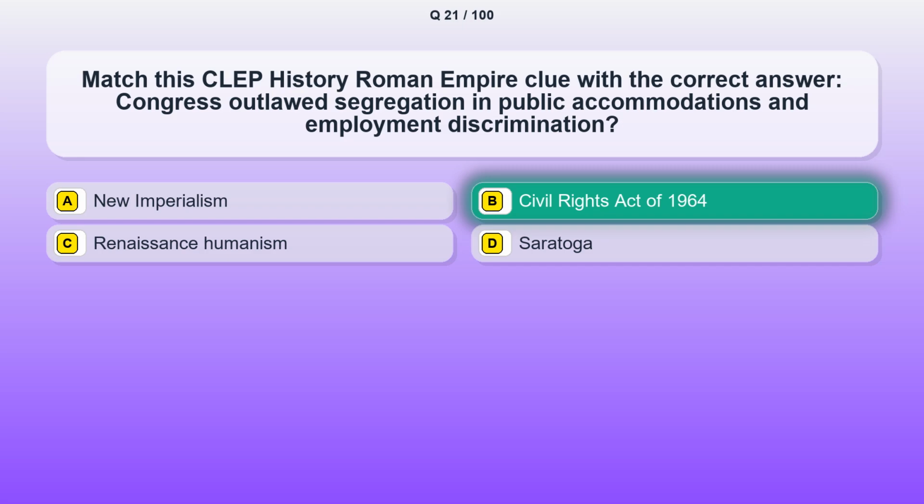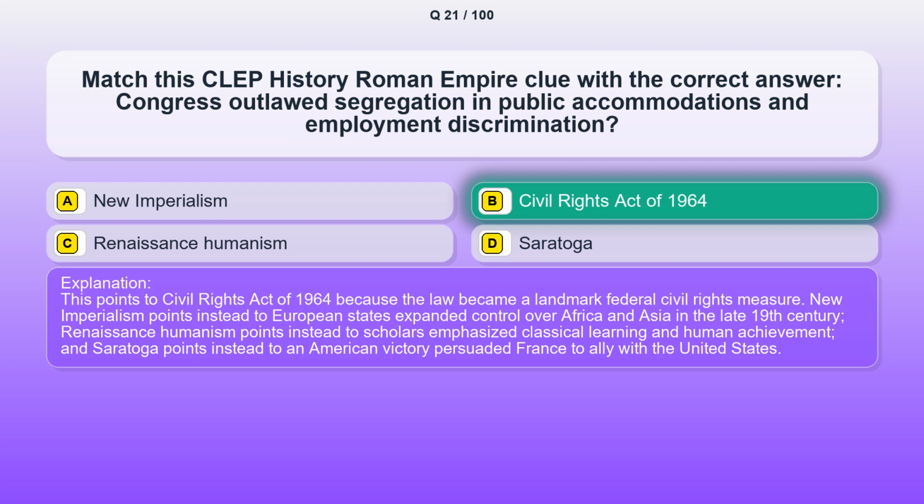The correct answer is option B, Civil Rights Act of 1964. This points to Civil Rights Act of 1964 because the law became a landmark federal civil rights measure. New imperialism points instead to European states' expanded control over Africa and Asia in the late 19th century. Renaissance humanism points instead to scholars emphasized classical learning and human achievement, and Saratoga points instead to an American victory persuaded France to ally with the United States.